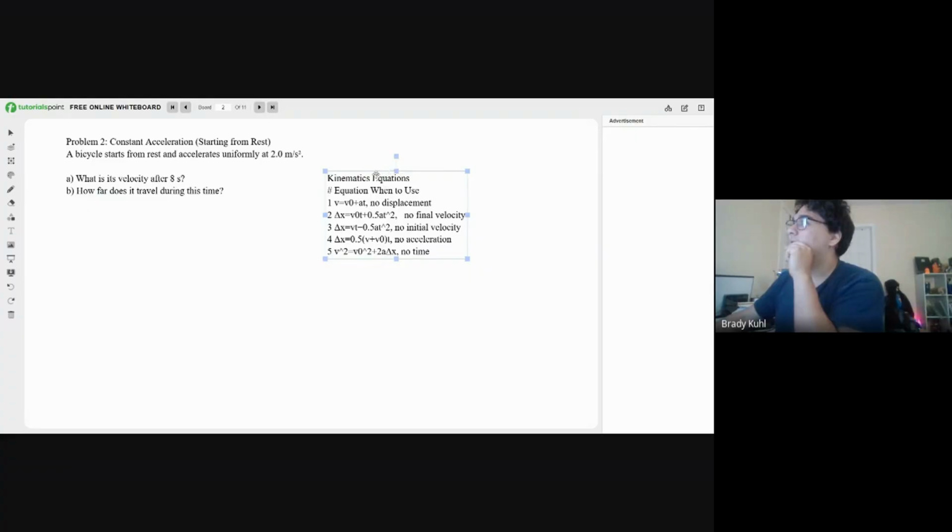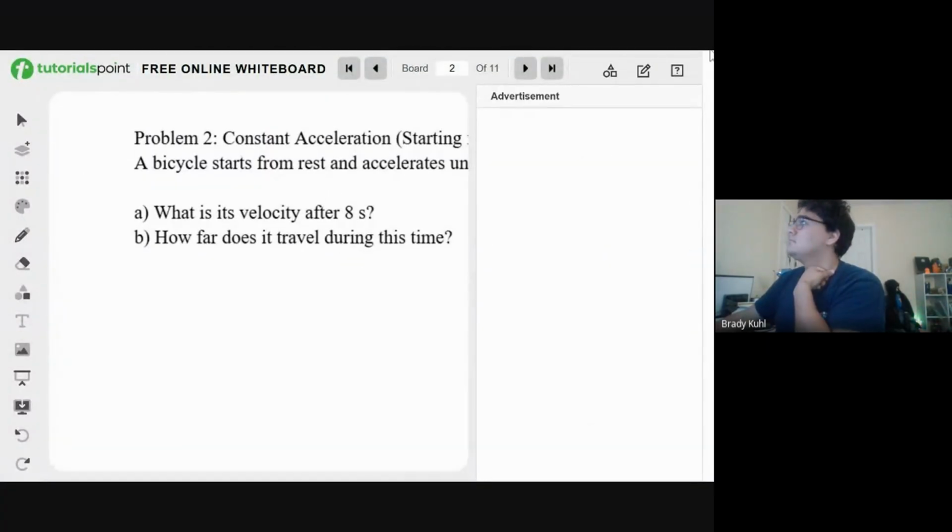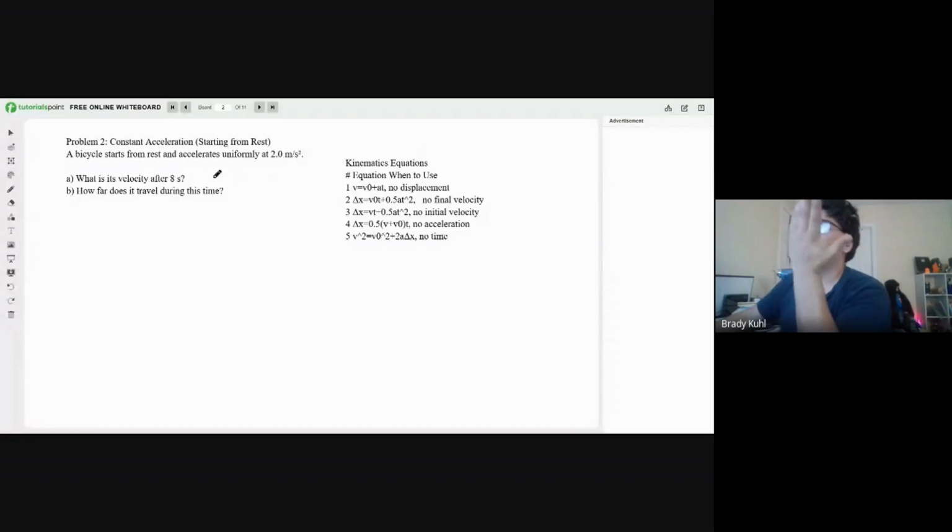Now we're going to do a second problem. Problem 2, constant acceleration. This is a fun one. This is where you get to use potentially this one. The bicycle starts out west, which means that the initial velocity is 0.